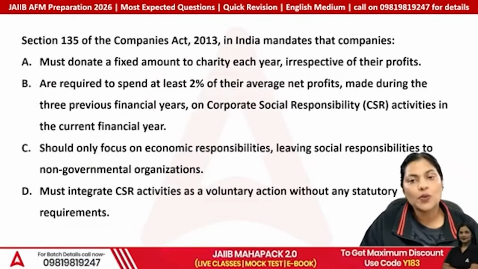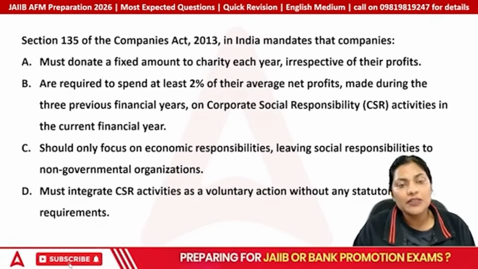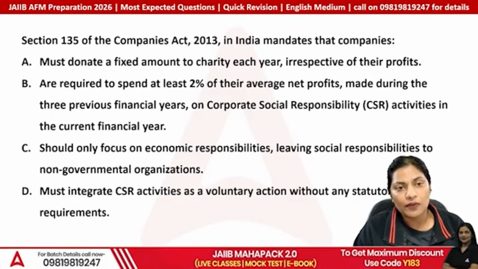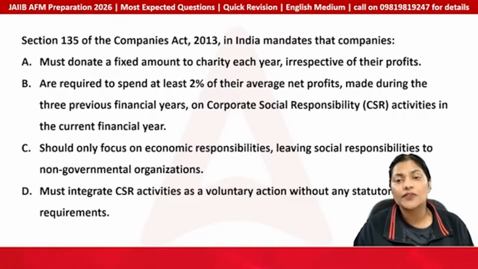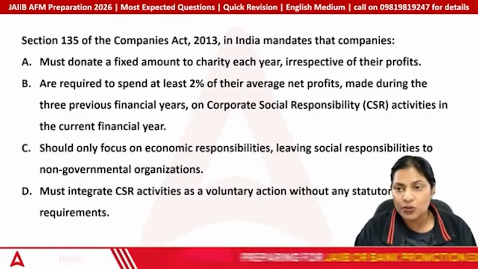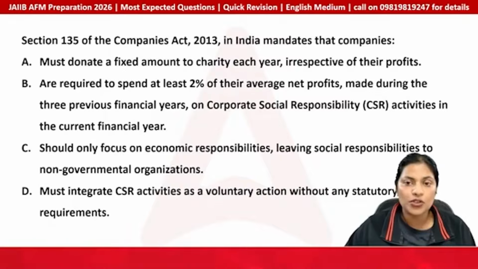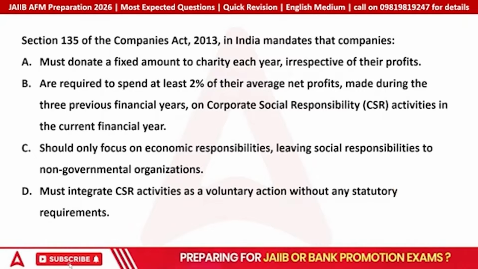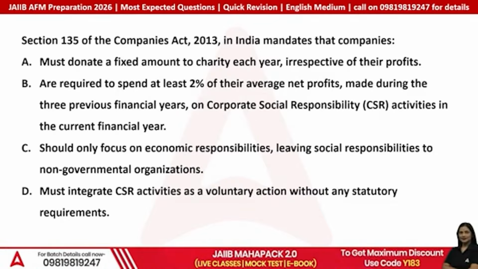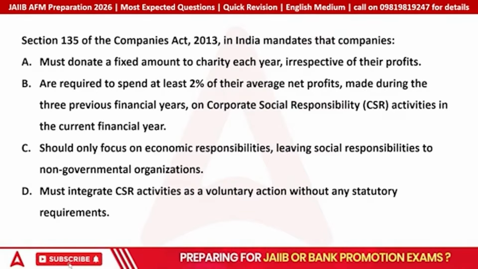Then, Section 135 of the Companies Act 2013 in India mandates that companies must donate a fixed amount to charity each year. Irrespective of their profits, they are required to spend at least 2% of their average net profit made during 3 previous financial years on corporate social responsibility. Should only focus on economic responsibilities, leaving social responsibilities to the non-government organization. Must integrate CSR activities as a voluntary action without any statutory requirement. What do you think is the right answer?